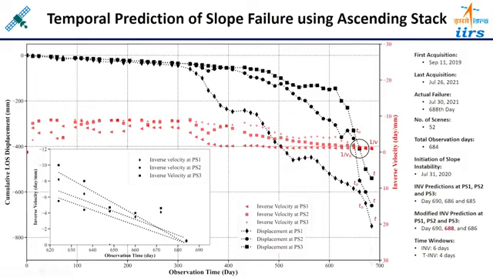So some things I have already mentioned, like first acquisition 11 September 2019, last acquisition 26 July. So the actual failure happened on 30th July 2021. So if you count this way, it is the 688th day, means from 0 to the 688th day the actual event happened. The number of scenes I have taken is 52. So total observation time from 11 September 2019 to 26 July 2021 is 684. So you can say the last image is here, that is 684.